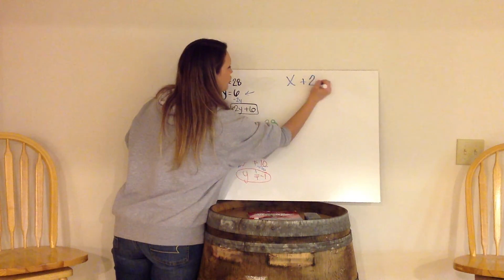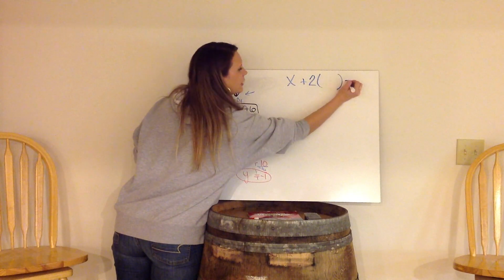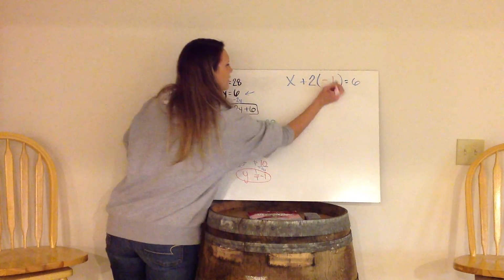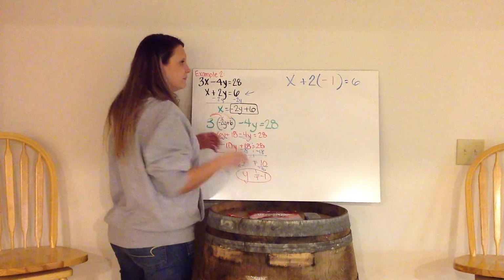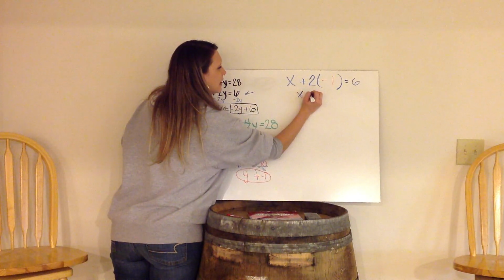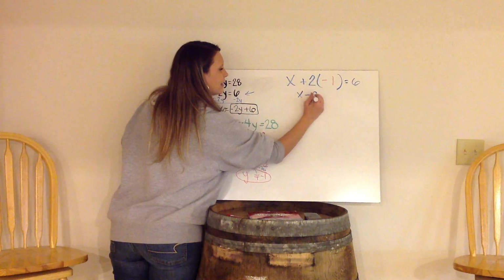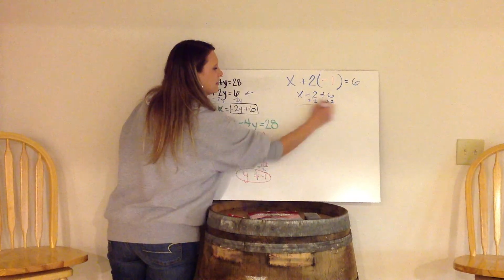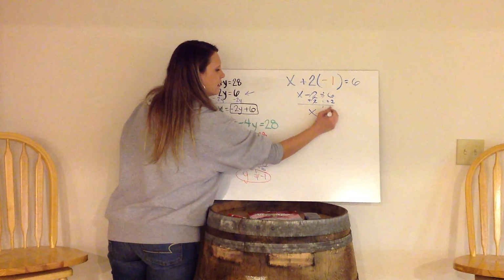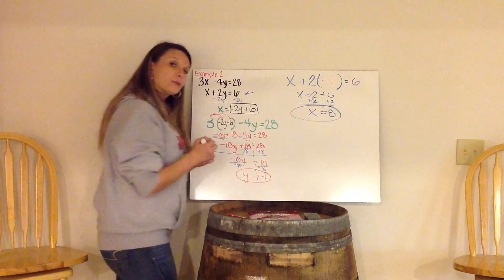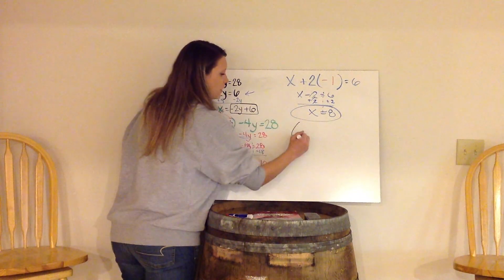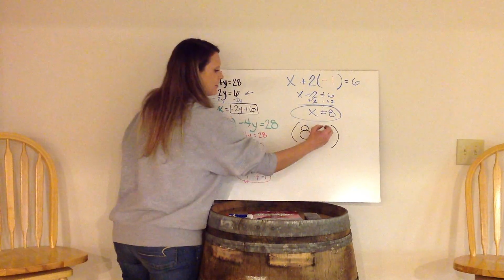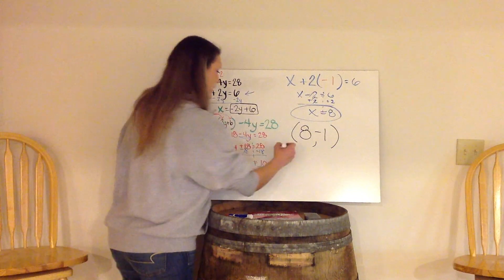X plus 2y equals 6. What is y? Y is equal to negative 1. So I'm going to plug that in and now I can solve. X plus, 2 times negative 1 is a negative 2 equals 6. Add 2 to both sides. X equals 8. Remember, when you're writing your solution, it needs to be in ordered pair form. So my x value always comes first in the alphabet, and my x value always comes first in the ordered pair. Let's go ahead and check it.